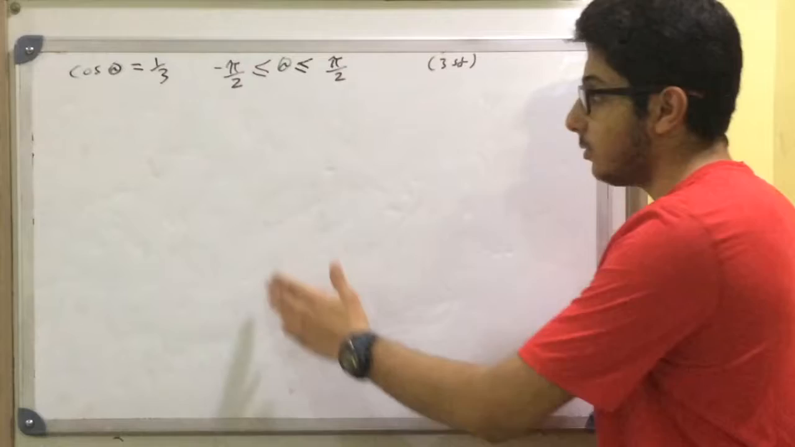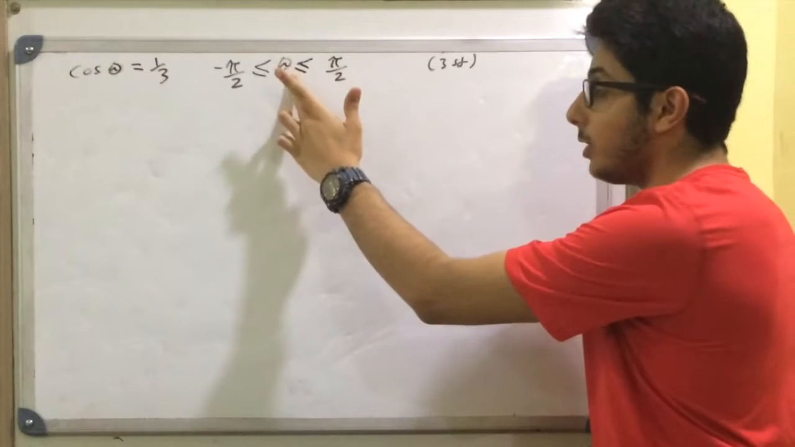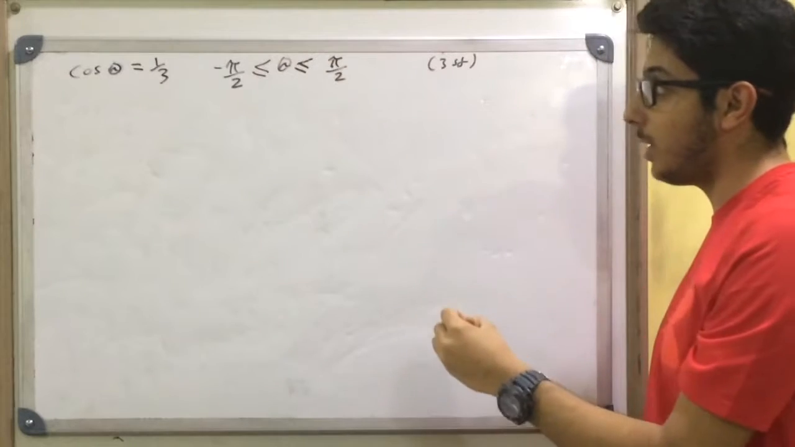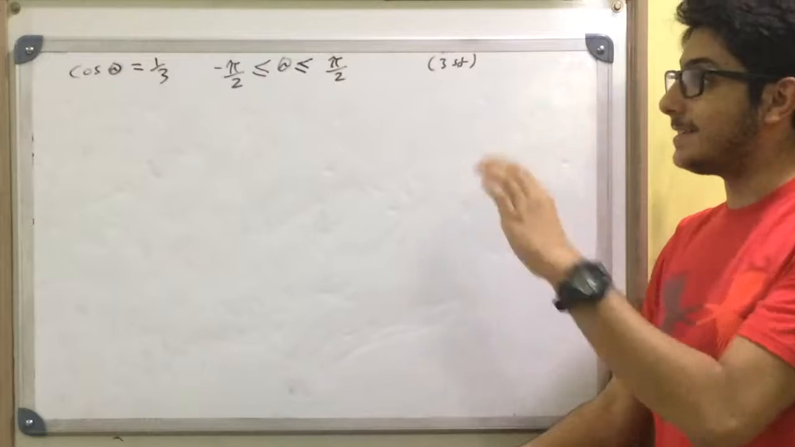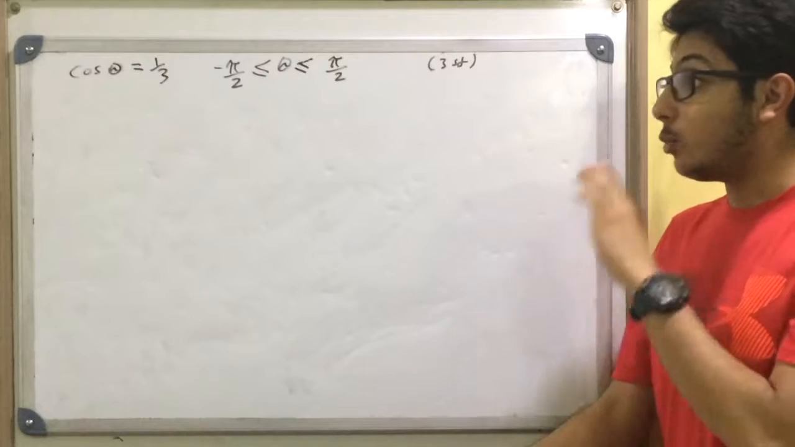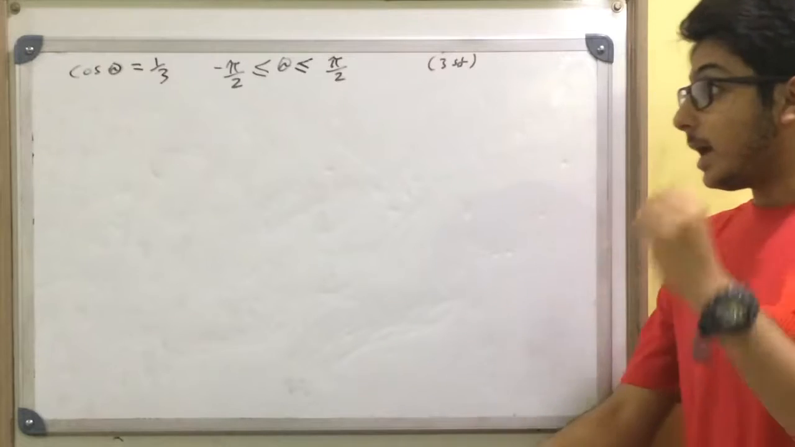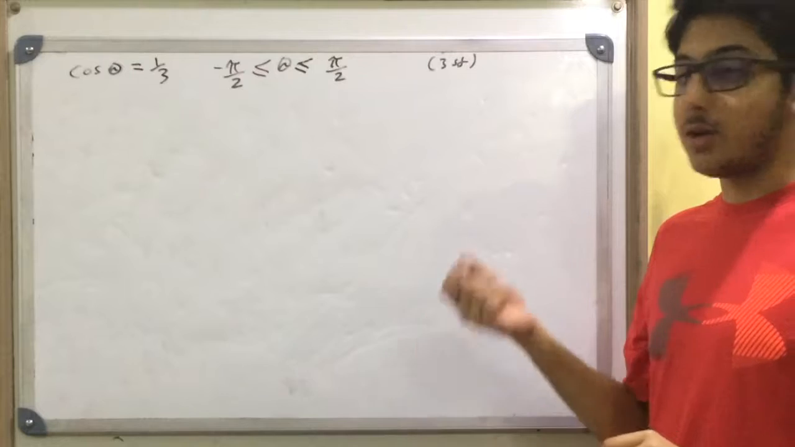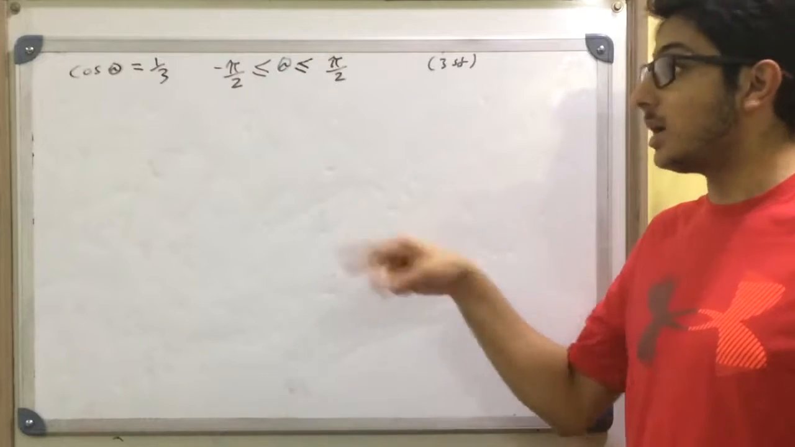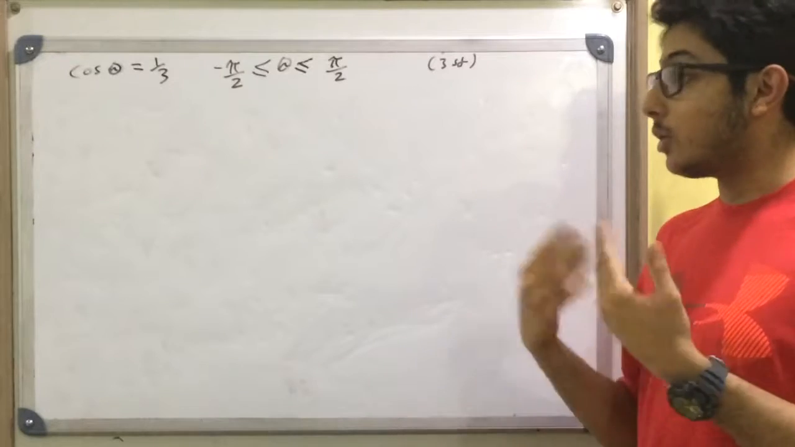Cosine theta is equal to 1/3. Give me all the possible solutions with theta smaller than or equal to pi over 2 and bigger than or equal to negative pi over 2. So, it's in radians. And when you are dealing with radians, remember to change your calculator settings to radians. Otherwise, if you use trigonometric functions like sine, cosine, and tan, and it's in degrees mode, you're going to get the answer wrong.